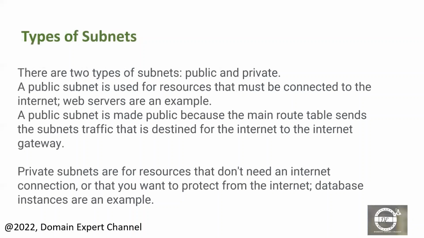What is a public subnet? A public subnet is used for resources that must be connected to the internet. An example is web servers. And the private subnets are for resources that don't need any internet connection. An example of resources in private subnets is databases.